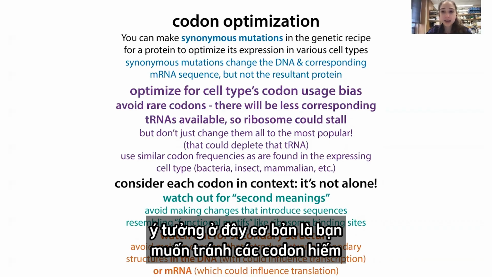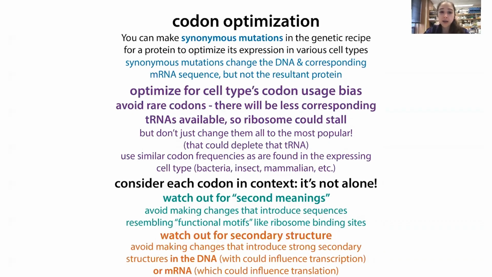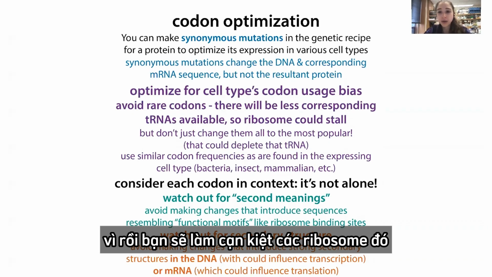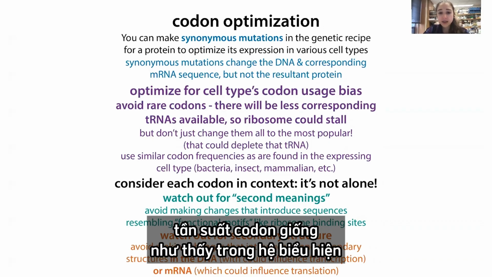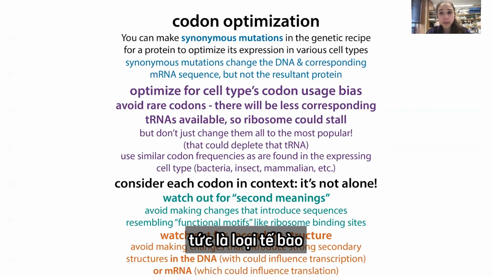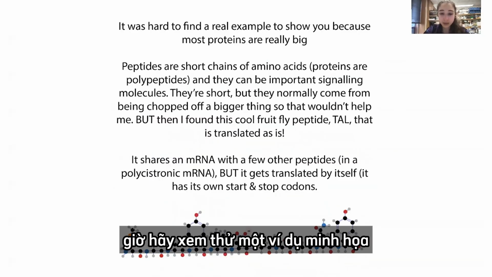The idea here is basically you want to avoid rare codons. There could be less of the corresponding tRNAs and the ribosome could stall, but you don't want to change all of them because then you're going to deplete those ribosomes. So you want to use a codon frequency that's found in the expression cell type. Let's look a little bit more at an example.